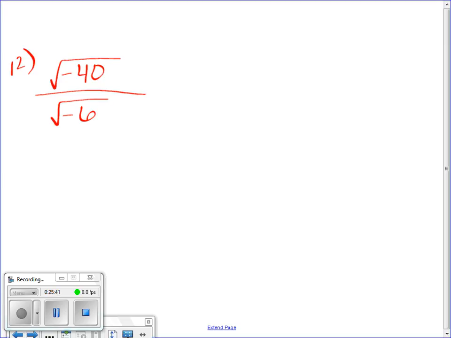So let's go through it through our normal process and see what happens. What's the easiest way to look at it? What would be the first thing you would do on the top? Let's pull out that i, right? You'd say i radical 40. What would you do to the bottom? i radical 6. So do they cancel? Yeah. You have an i on top and an i on bottom. They do cancel out. So there is no i.